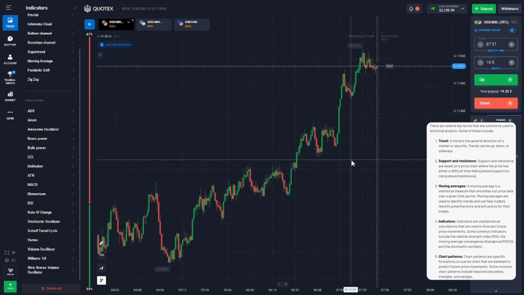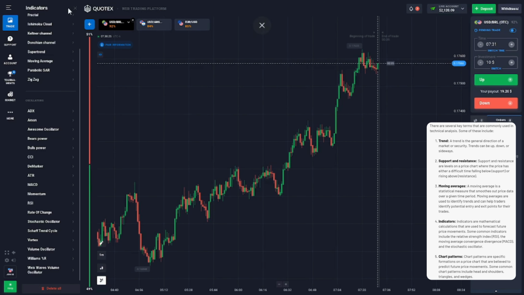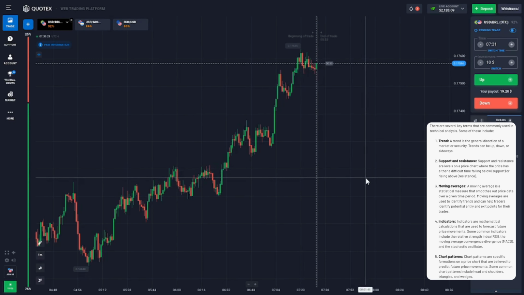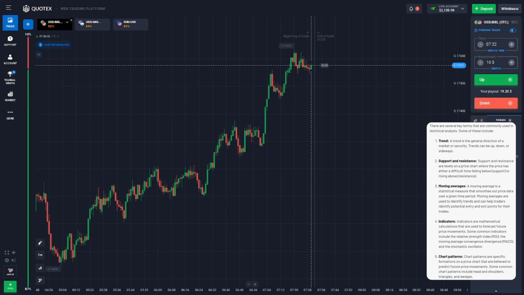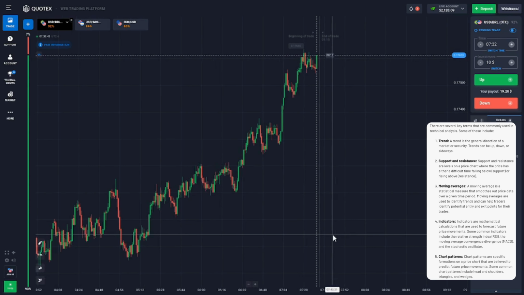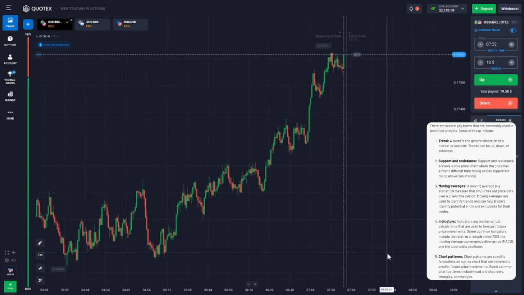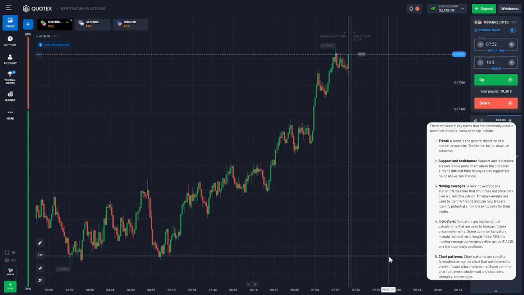There are several key terms that are commonly used in technical analysis. Some of these include: 1. Trend. A trend is the general direction of a market or security. Trends can be up, down, or sideways. 2. Support and resistance. Support and resistance are levels on a price chart where the price has either a difficult time falling below, support, or rising above, resistance.